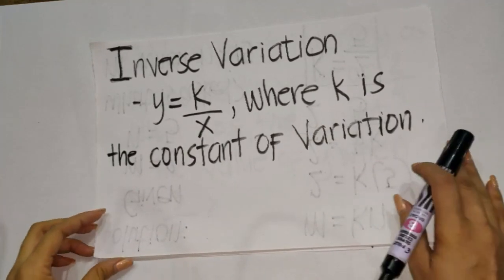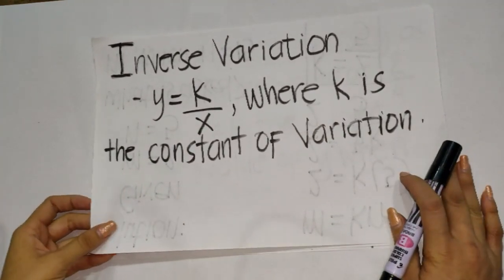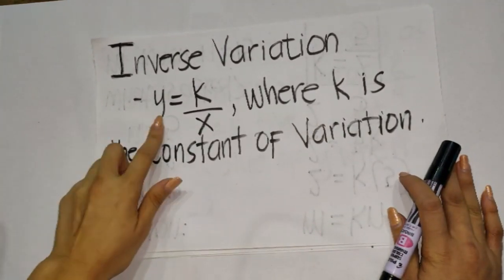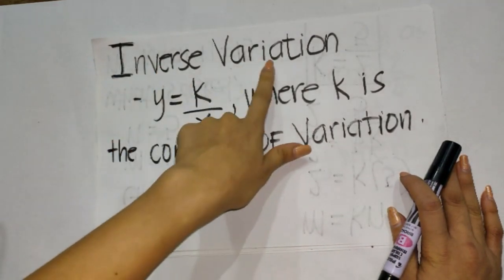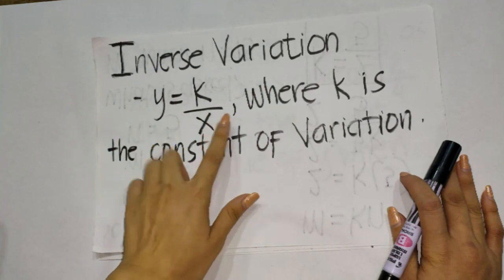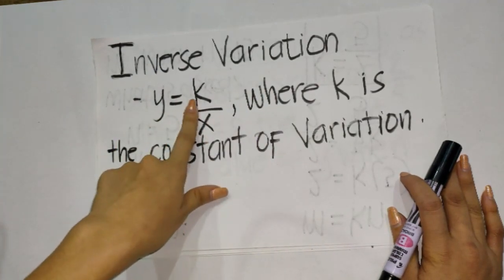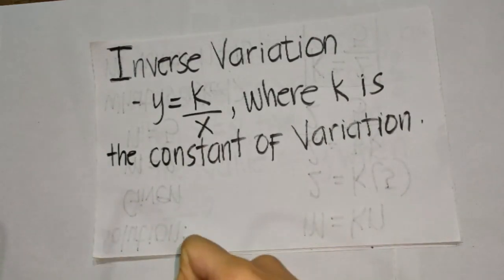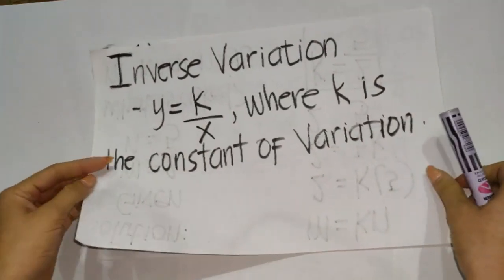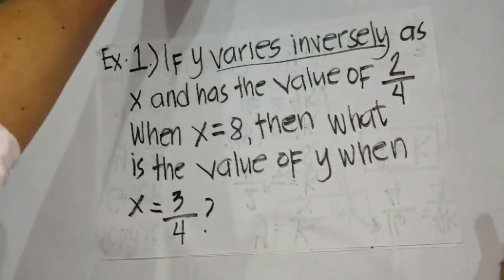Okay, the second lesson of our Unit 1 is about inverse variation. So, y is equal to k over x. Our inverse variation can be expressed as this formula, y is equal to k over x, where k is the constant of our variation. So, let's have an example about that.